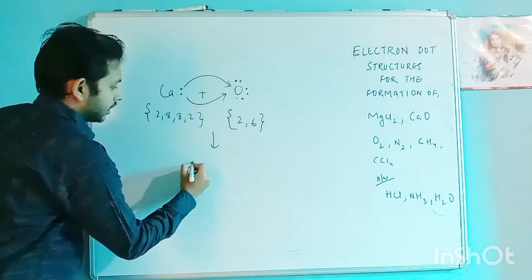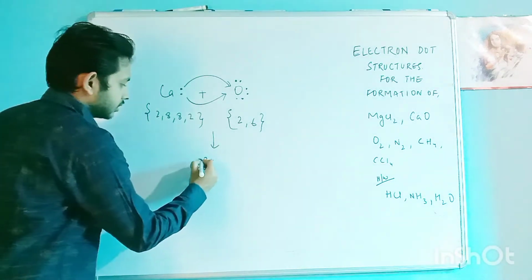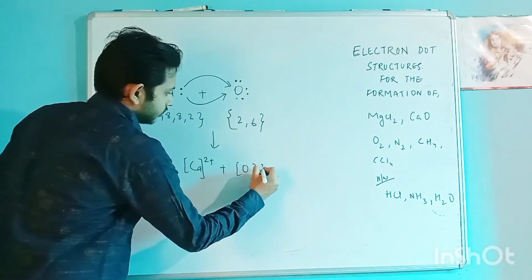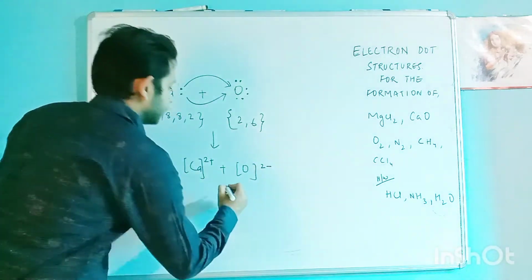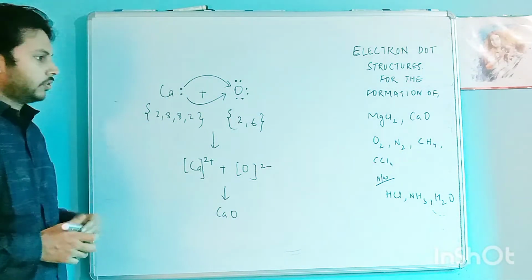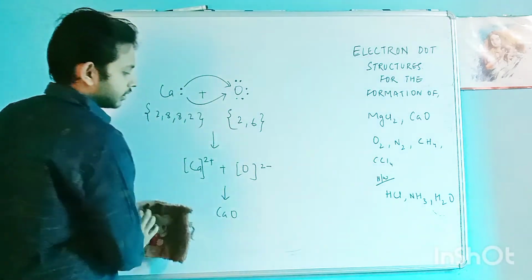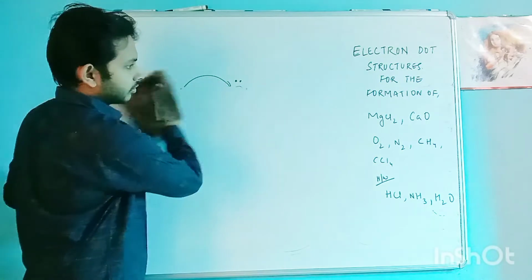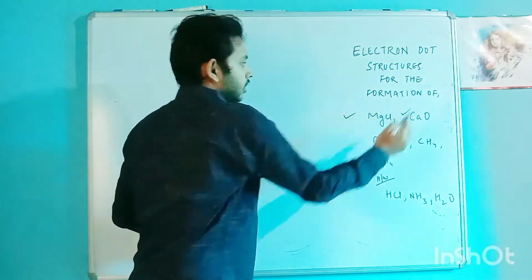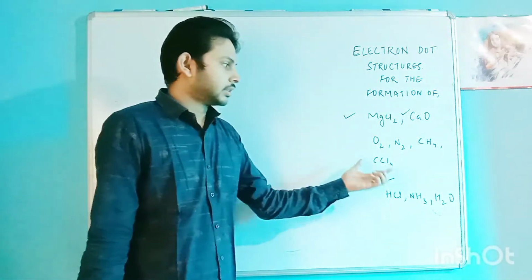Now we can write calcium 2 plus, since it lost 2 electrons, plus oxygen 2 minus, since it gained 2 electrons, so it will become CaO. Okay, you can pause and quickly write it. Then I am moving to the next one. Now magnesium chloride and calcium oxide are examples of ionic compounds. Now let's move to covalent compounds.